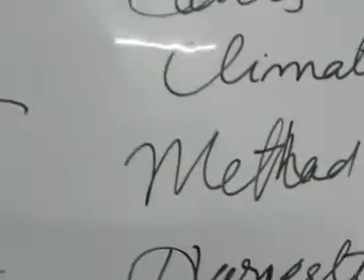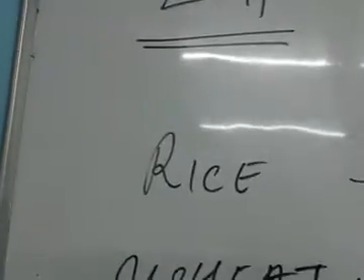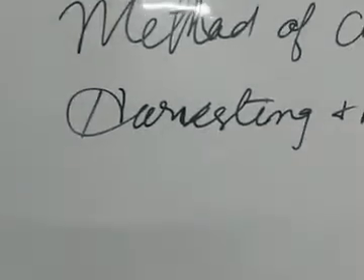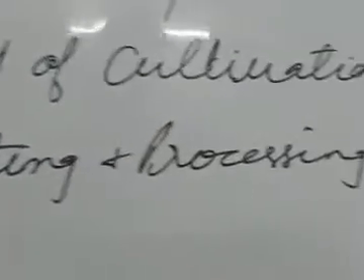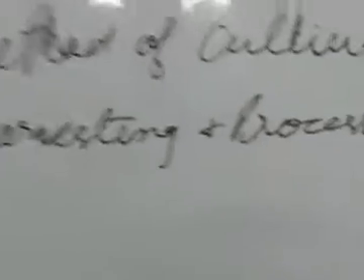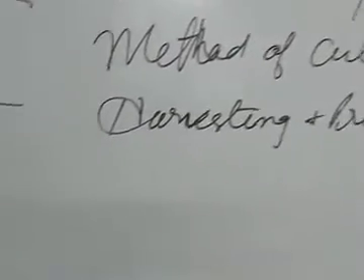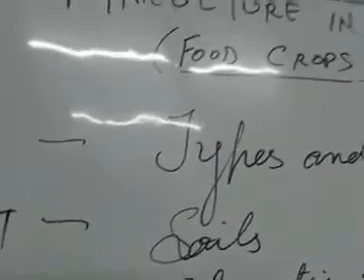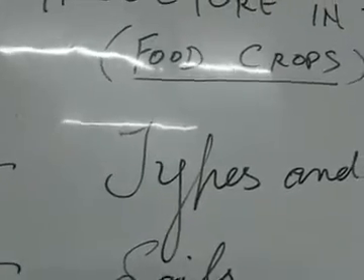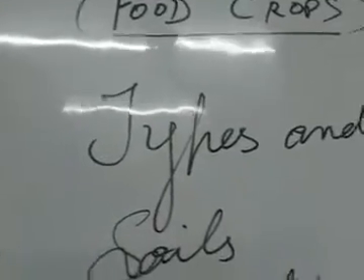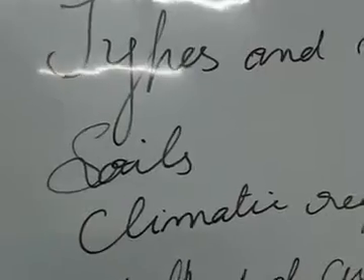After that we will read about the methods of cultivation to grow rice, and then the harvesting and processing, how it is harvested and how it is processed. So we will read all things: in which month, in which part of the year it is grown, what kind of soil and other things are required.